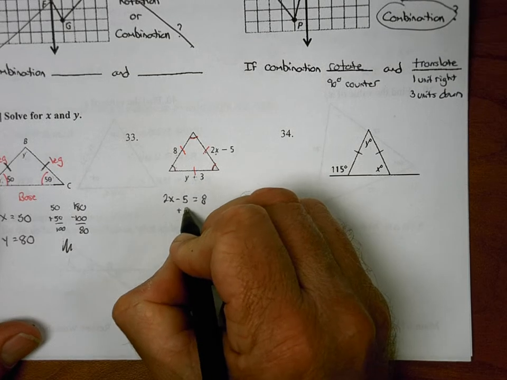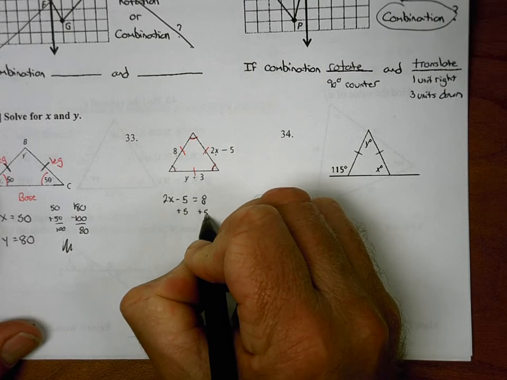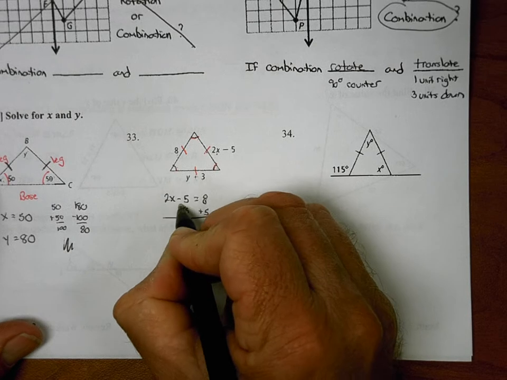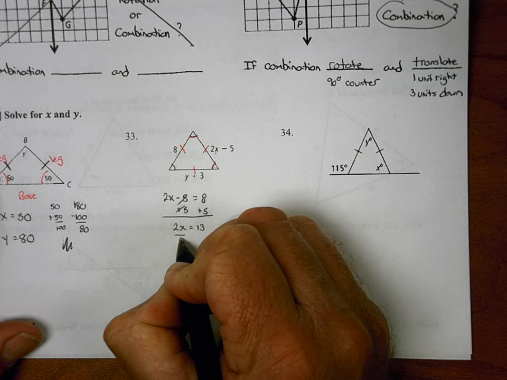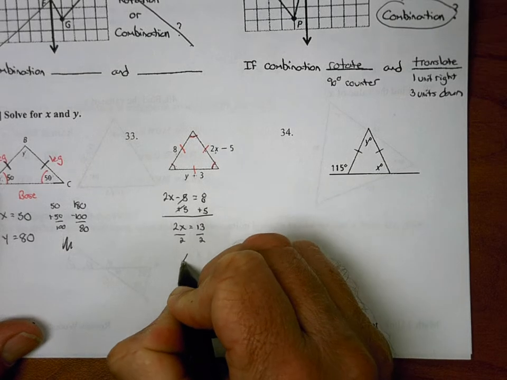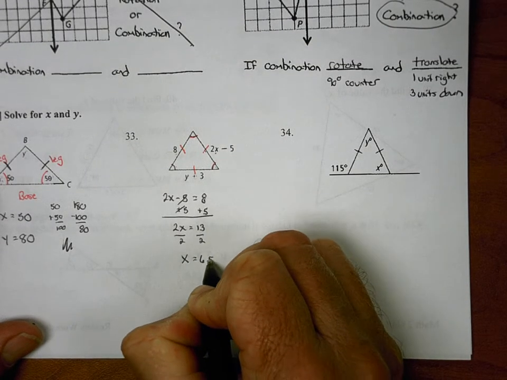Okay, and then I would solve this equation for x. Add 5 to both sides. 2x would be equal to 13. Divide both sides by 2. So x would be equal to 6.5.